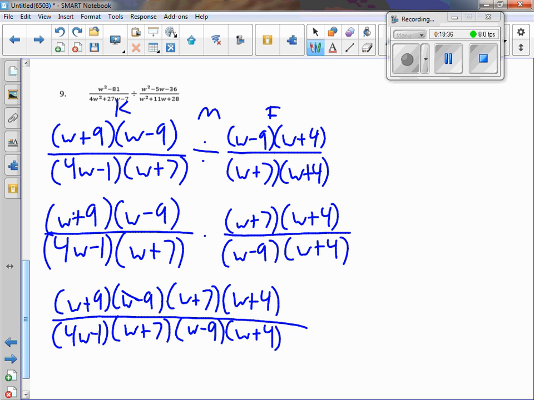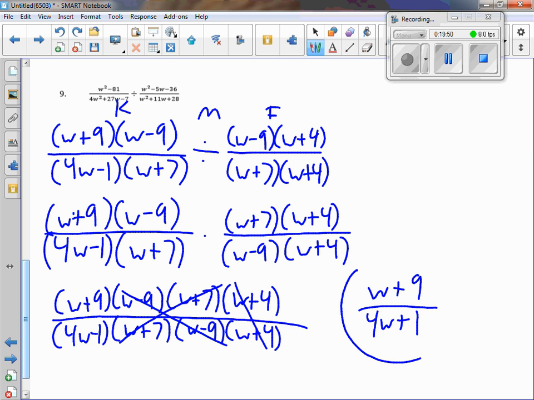So the w minus 9's will cancel out. The w plus 7's will cancel out. The w plus 4's will cancel out. All we're left with is w plus 9 over 4w plus 1. And that's how you do division. Again, we'll hit adding and subtracting on part 4.